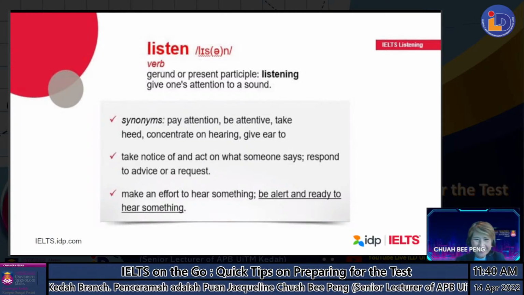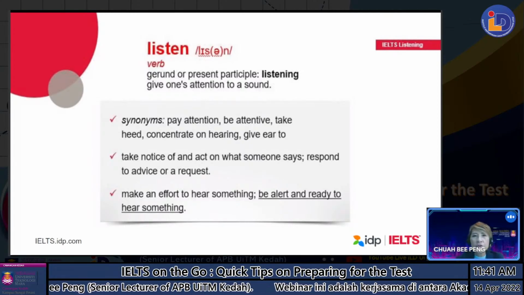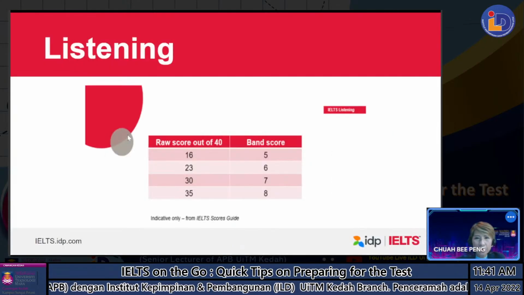The tone of the voice will change. Yeah, like I said, you have to watch out for the tone. You have to watch out for the stresses. You must also pay attention to the linkers, like when they say first, second, third. You know that some main points are coming up. Okay, so all these things are quite important.